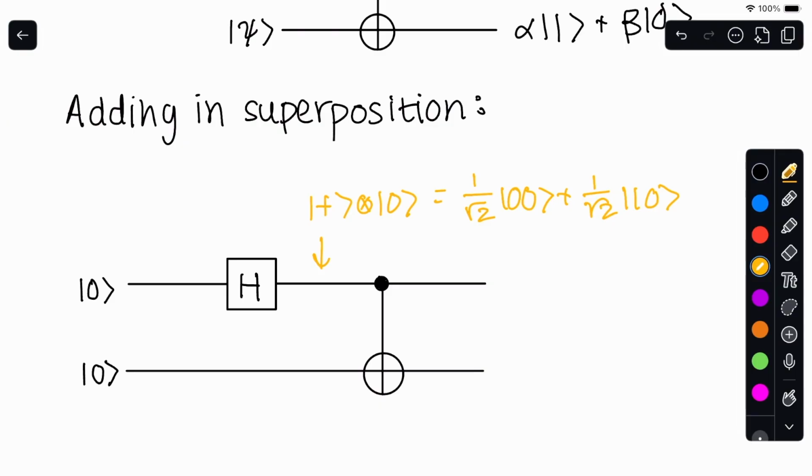Then we can consider what happens after we apply a CNOT gate. So in the case |00>, nothing happens, but in the case |10>, we're going to get a bit flip on the second qubit. So our final state at the end is 1 over root 2, |00> plus 1 over root 2, |11>. And this is a maximally entangled state.